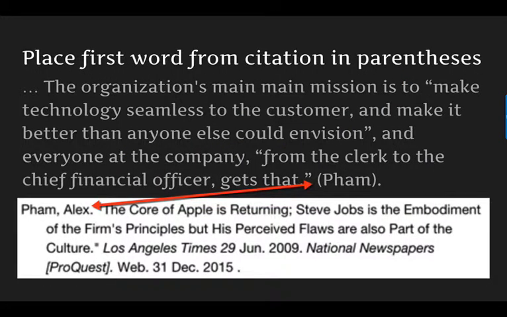However, it's just as important that whatever is in the parentheses is a direct roadmap to the passage in that citation in the works cited. So we're going to shift gears a little bit. Now we're going to talk a little bit about how this applies to op-ed.